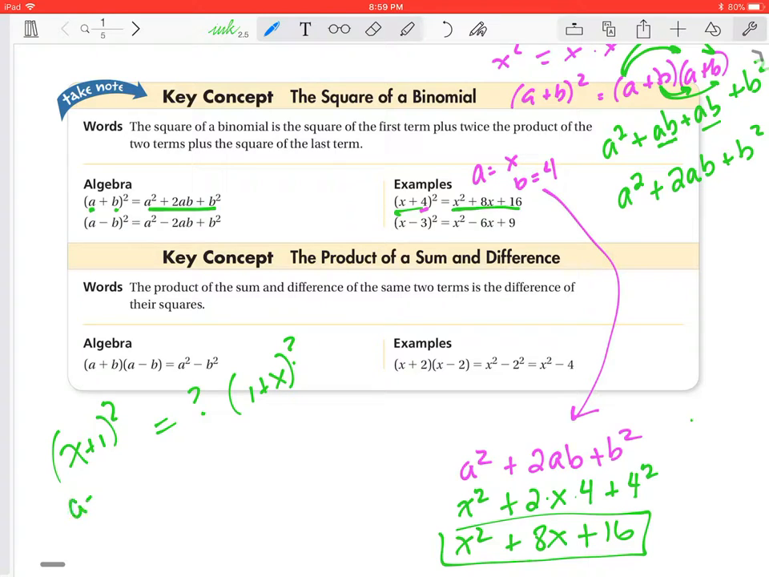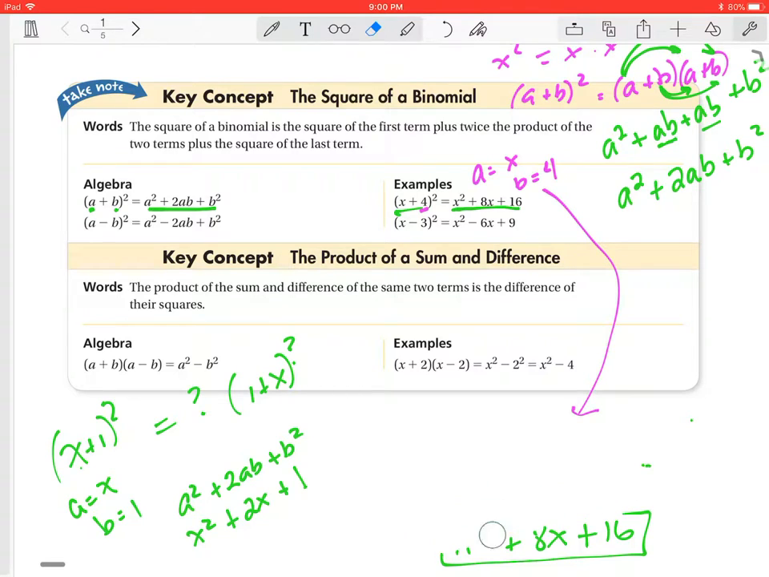So then my a value is going to be 1 in this case, or x. My b value is going to be 1. So in terms of my rule, I have a squared plus 2ab plus b squared. So that's going to be x squared plus 2 times 1 times x, which will give us 2x, plus b squared, which is 1. All right, so now let's check the other way. I'm going to erase some of this other stuff so that I have some room.